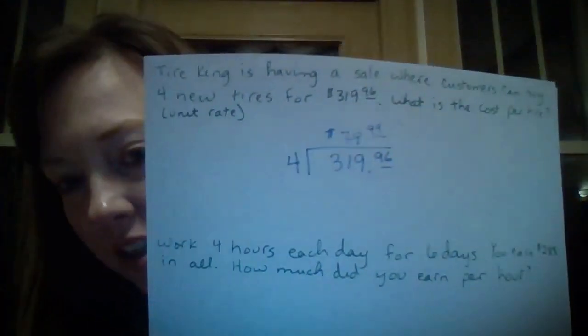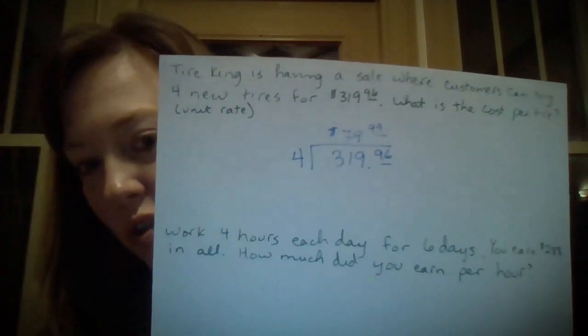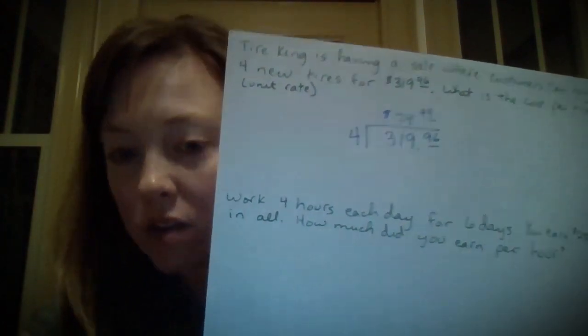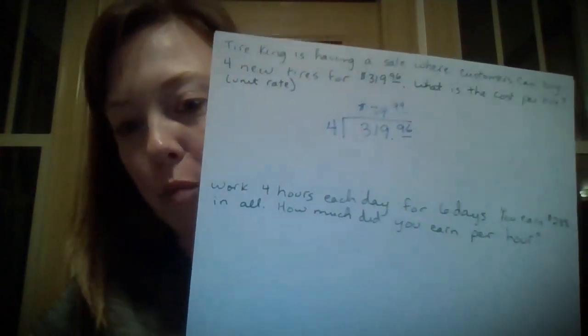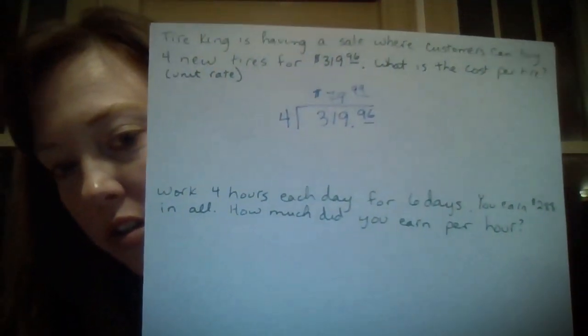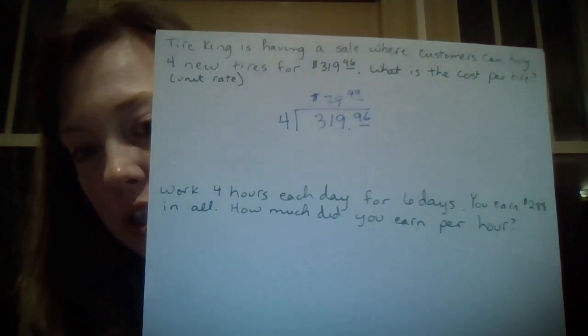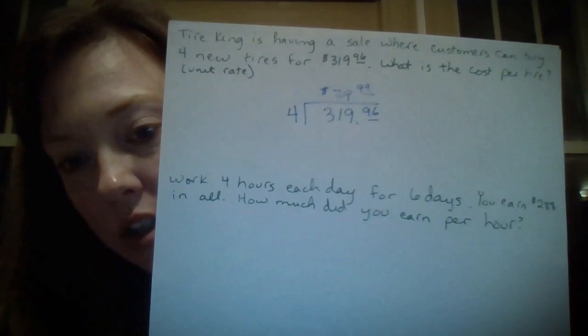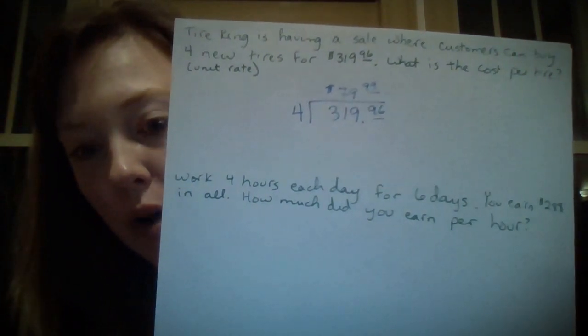So how much does each tire cost? $79.99. So actually pretty cheap per tire. Next question, if you want to know how much you make per hour, it says if you work 4 hours each day for 6 days, you can earn $288 in all. So how much did you earn per hour?